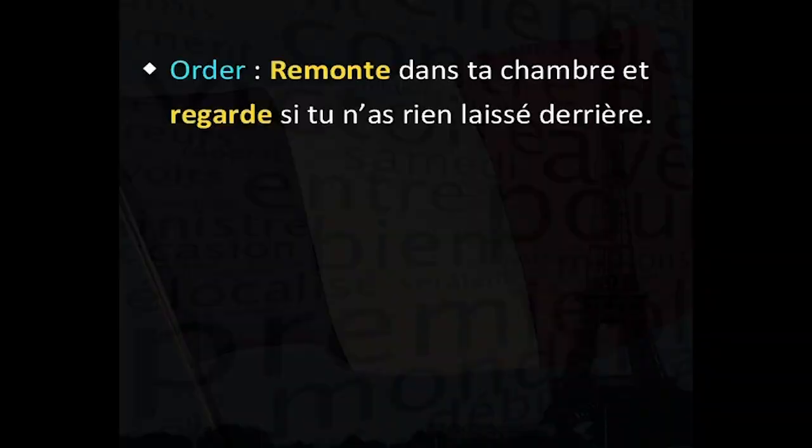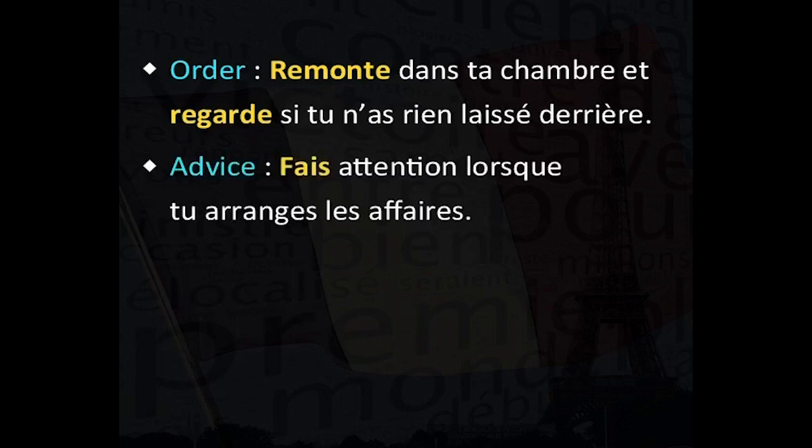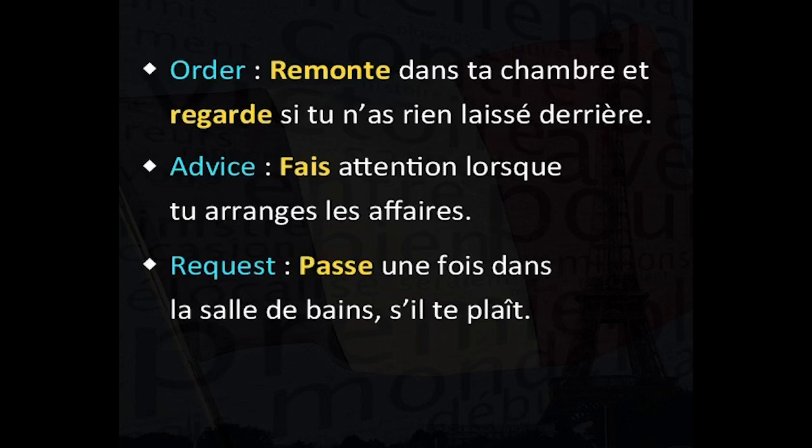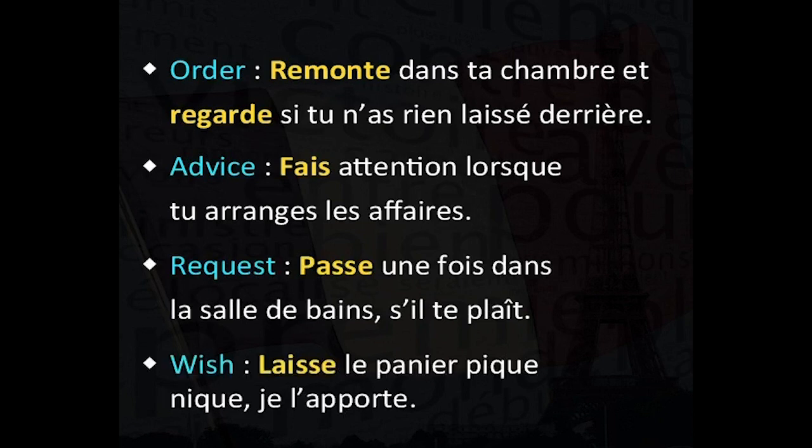So this is how one constructs the imperative in French. In the text, the imperative is used to express 4 different sentiments or moods. Order: Remonte dans ta chambre et regarde si tu n'as rien laissé derrière. Advice: Fais attention lorsque tu arranges les affaires. Request: Passe une fois dans la salle de bain, s'il te plaît. And wish: Laisse le panier pique-nique, je l'apporte.